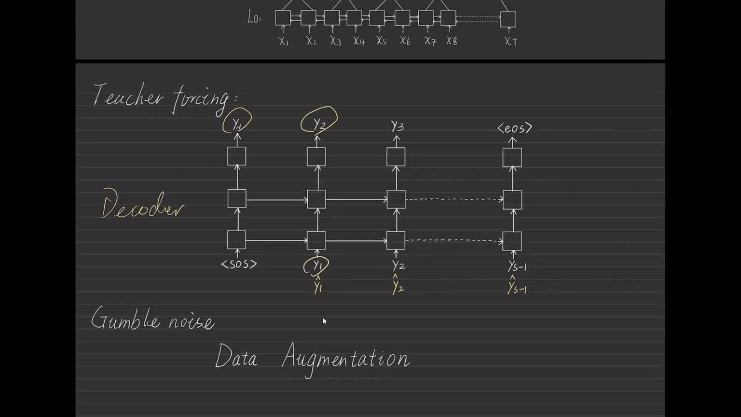If my Y2 is false, then this Y2 is also false, and Y3 probably is also false. And this is a circle, right? It's a bad circle. So this is an issue, especially when your model is at the very early training stage. Your model is like a baby at the very beginning, right? It doesn't know anything.